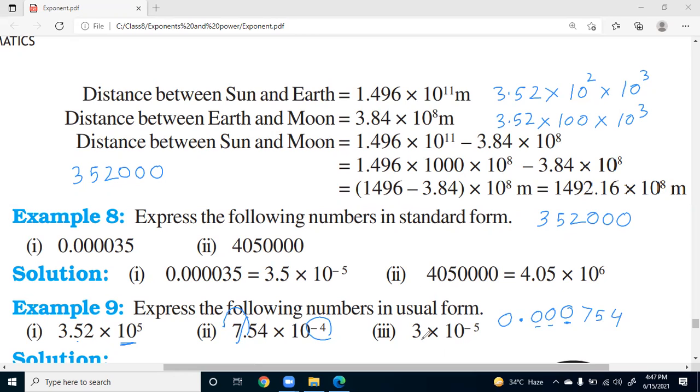So let's say if we need to do 3 into 10 raised to the power minus 5. So I have to cut 5 digits. So 3 is already there, so I will put 4 zeros. So it is 0.00003.